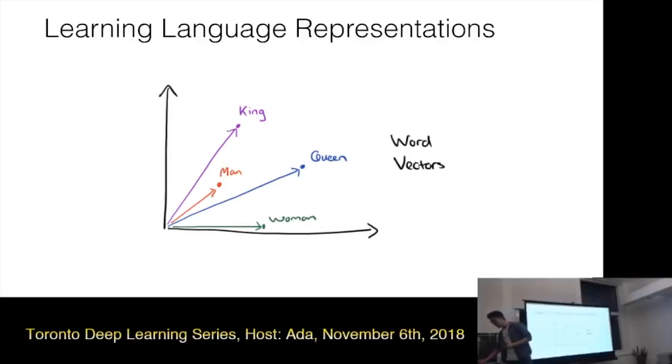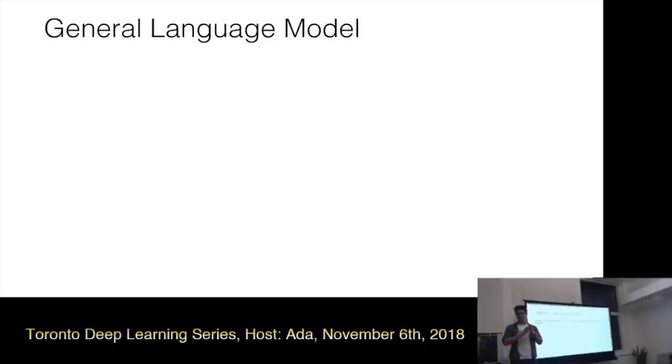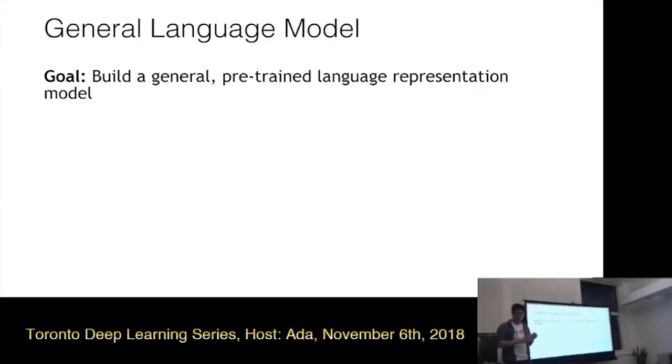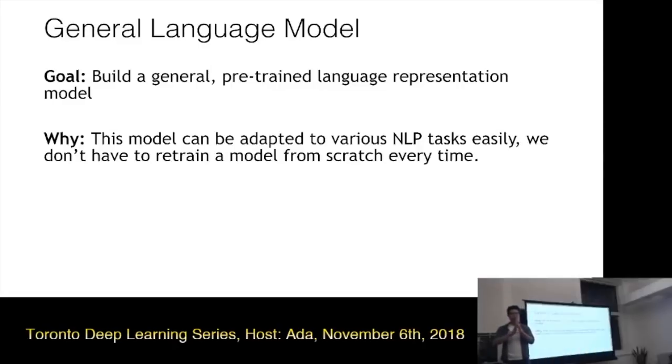Let's take it one step further. Let's build a general, pre-trained language representation model, such that this model can adapt to various NLP tasks easily. And we don't have to retrain a model from scratch every time we want to do an NLP task, because a lot of these tasks have things in common, such as understanding words and sentences. This idea of how? Well, this is what the authors tackled.